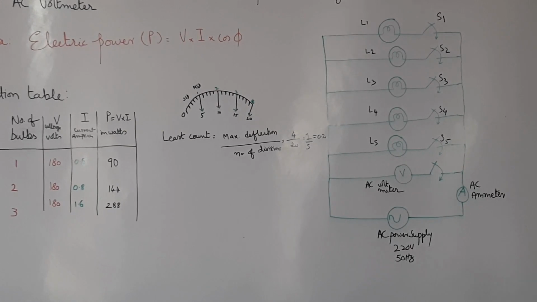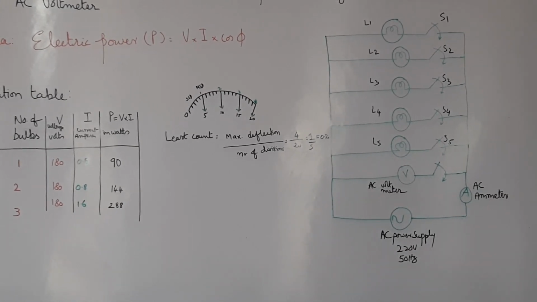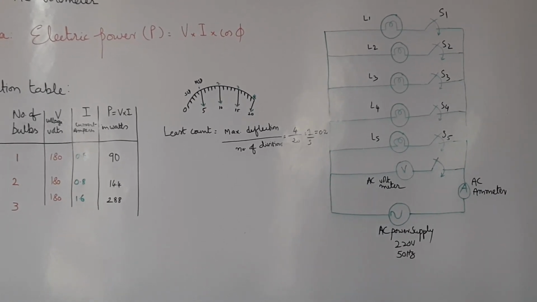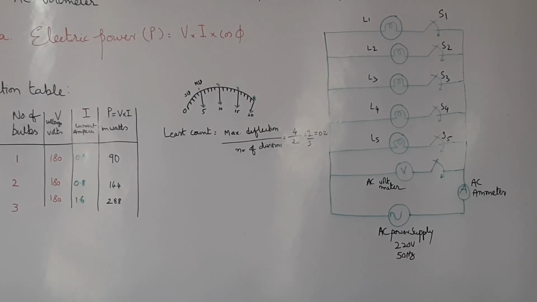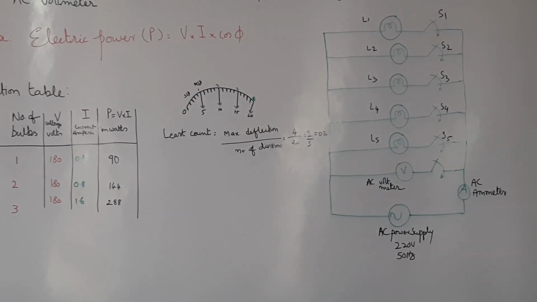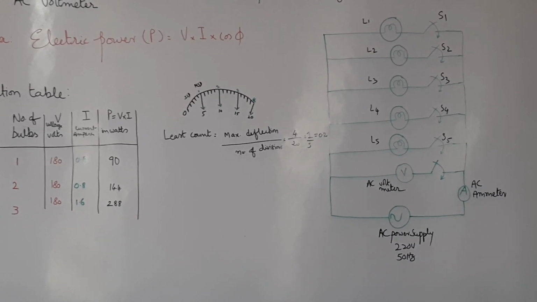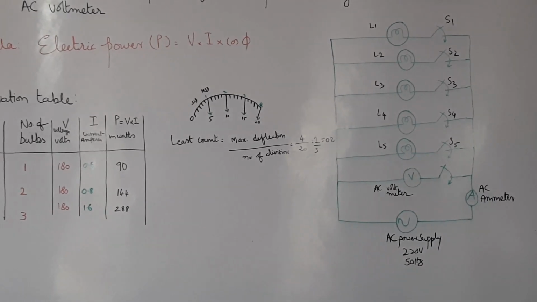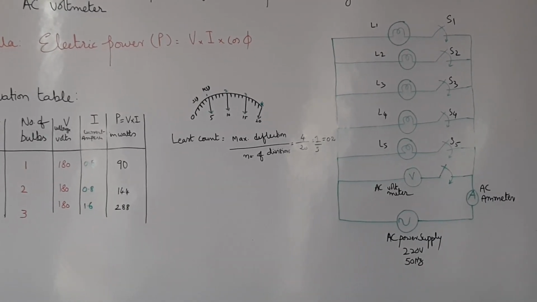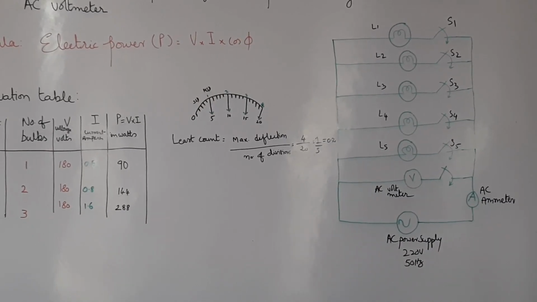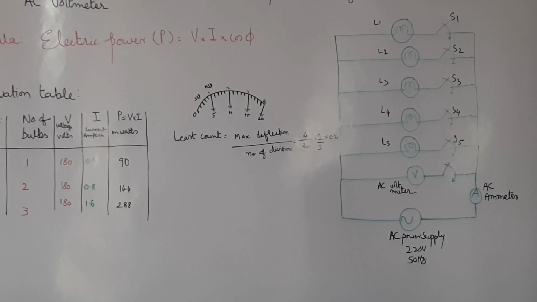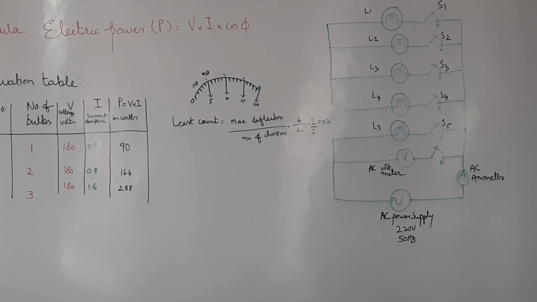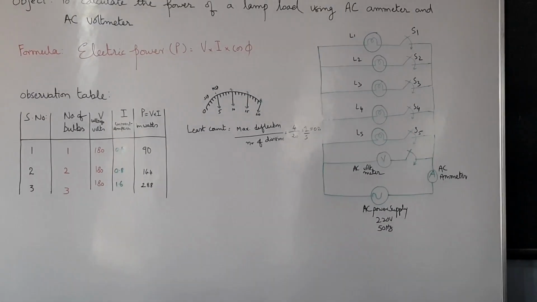For example, here we start from the minimum value of 0 to maximum value 4. So the total main scale divisions are 4 and the total number of small scale divisions is 20. So the value will be equal to 4 by 20, so it is equal to 1 by 5, or 0.2. So in this case, the least count of this shown scale is 0.2. When we are using the voltmeter and ammeter, in the same way we will find the least count of the voltmeter as well as the ammeter. So now we are going to start the experiment.